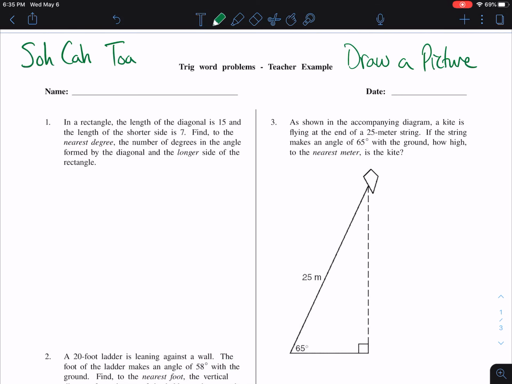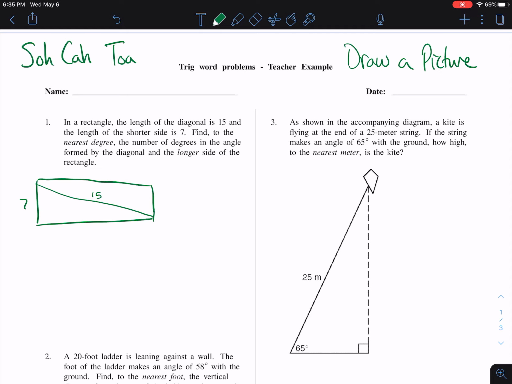So in a rectangle, the length of a diagonal is 15, and the length of the shorter side is 7. Okay, so we're going to draw exactly what they tell us to draw. We're going to draw a rectangle. Now they told us the diagonal is 15. So there's my diagonal, label it 15. The length of the shorter side is 7, so there's my shorter side.